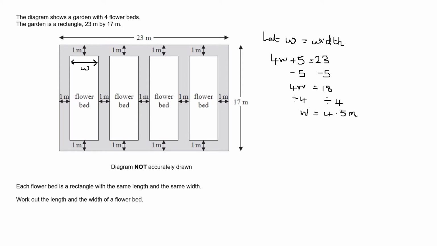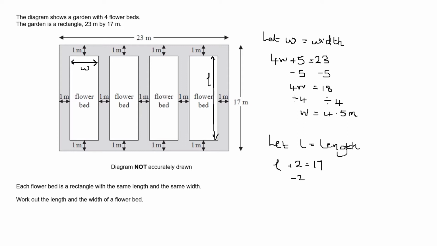So now let's have a look at the length. So this is the length of the flower bed. I'm going to call that L. So let's let L equal the length of a flower bed. I'm going to do exactly the same thing. So the complete length, I'm just going to have L. I know I've got 4 flower beds, but down that 17 metre length, I've only actually got 1 length. And then I've got 1 metre either side between the flower bed and the edge of the garden. So I'm going to have L plus 2 equals 17.